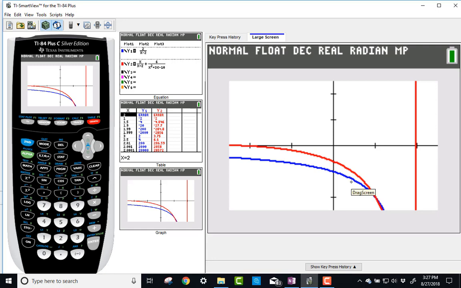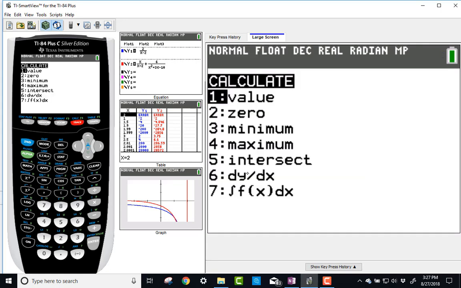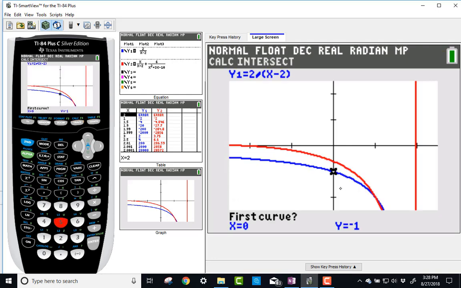So I'm going to use my second, and I'm going to use my trace key. I'm going to calculate the intersection, number 5. Now you'll notice the cursor is on the blue graph. All right, I don't even know which graph that is. That's Y1. Okay, and what it's asking me for is give me a guess at where they cross on the first curve. All right, so I'm going to guess right there.